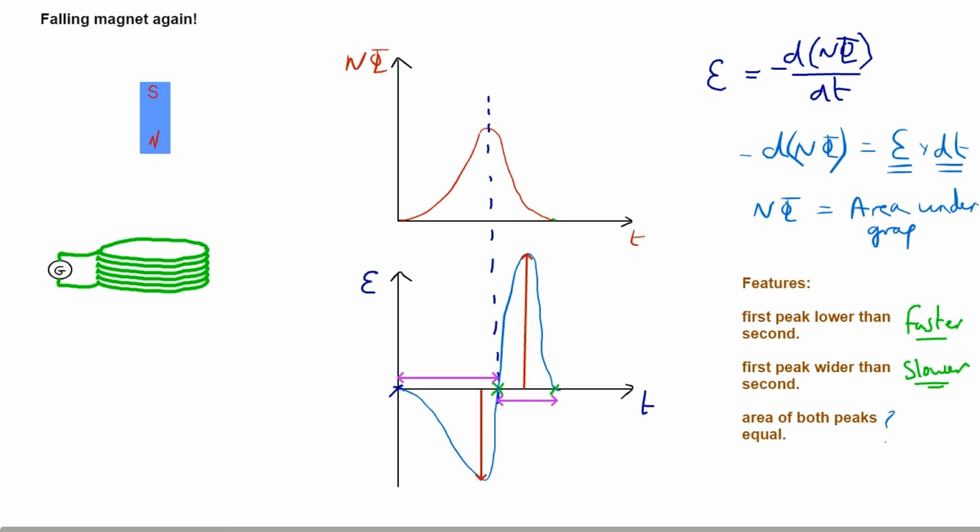And therefore the amount of flux entering must be the amount of flux leaving. This magnet is going to completely go through the coil, so as much flux must go in as goes out at the end. In other words, these two areas are actually equal. So that's a nice little bit of physics there.